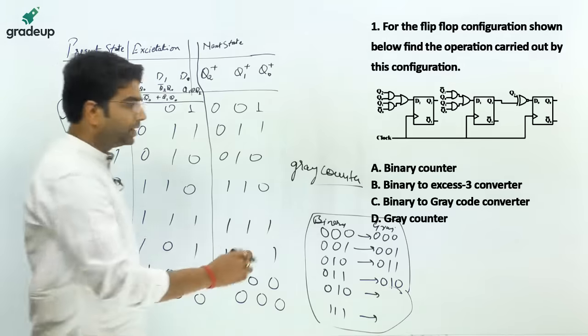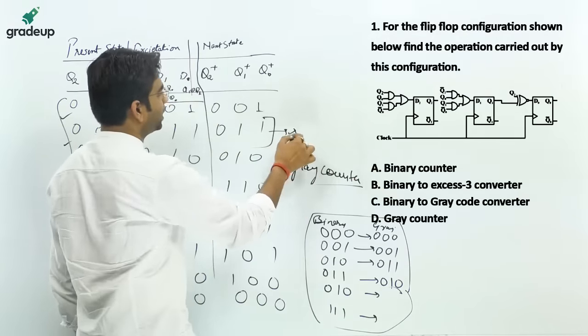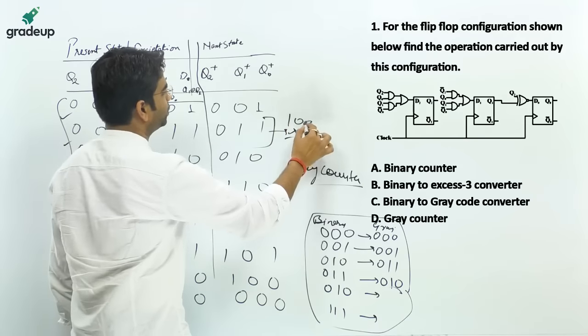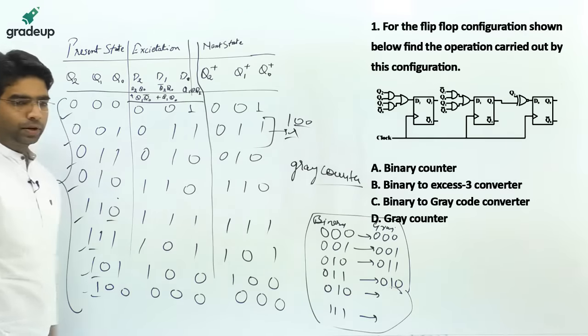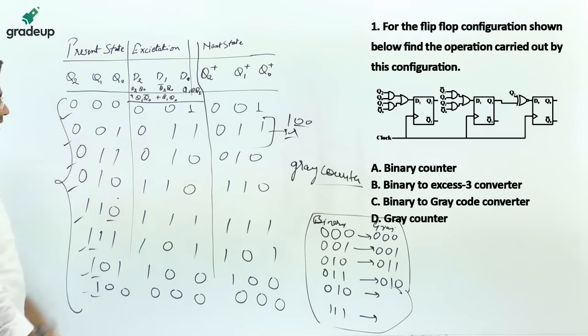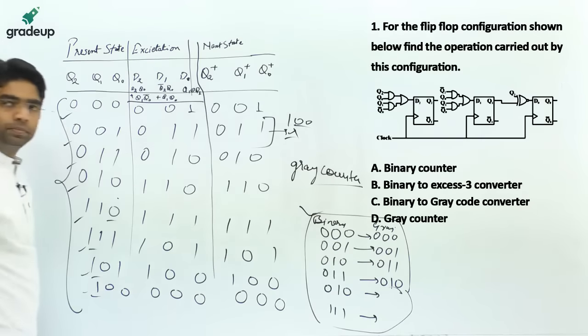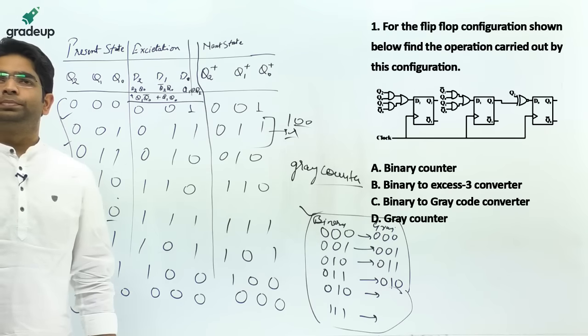For those who are predicting binary to gray excess-3, sorry, it is not excess-3. Here it should be 1 0 0. You can see it from the table itself. Is it a binary to gray code converter? No, it is not a binary to gray code converter. It is actually a gray counter.